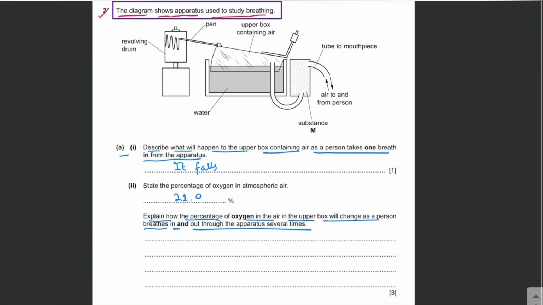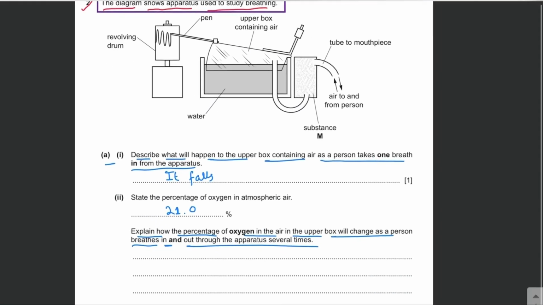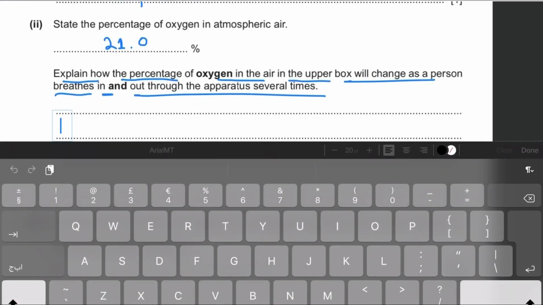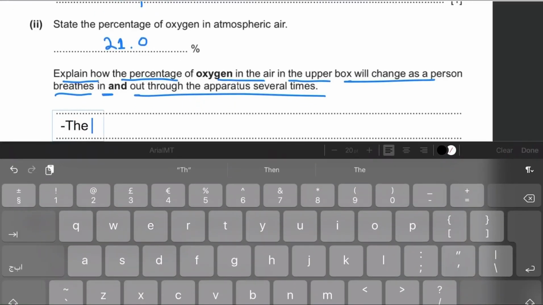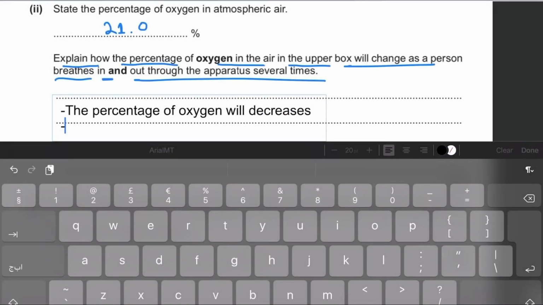time, the oxygen concentration in the upper box will decrease. So explain how the percentage of oxygen in the air in the upper box will change as the person breathes in and out through the apparatus several times. Obviously, we will write over here that the percentage of oxygen will fall, the percentage of oxygen will decrease in this air. And what is the reason? Because we need to explain.